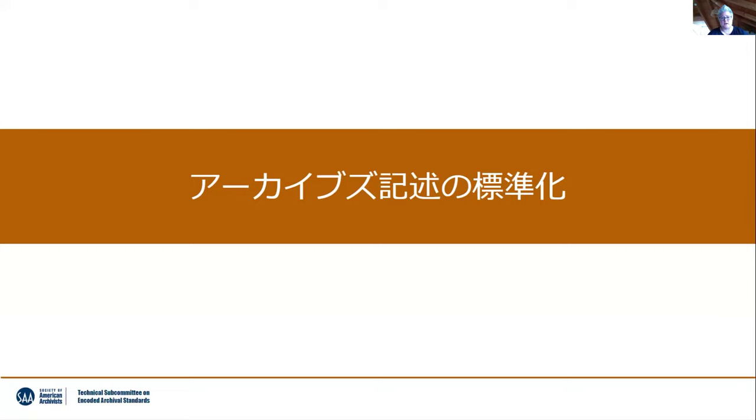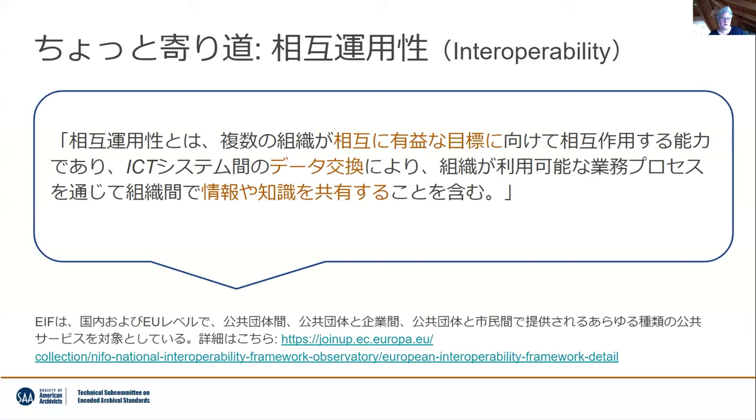What I wanted to start with is setting a little bit of a scene and giving a background and bird's eye view on standardization of archival description. If we can go to the next slide, please. That actually starts with a little bit of a detour on the topic of interoperability. The definition I've used here is one that we use in the European Union, the European Interoperability Framework, EIF, and they have defined interoperability in the way that you see here on the slides.